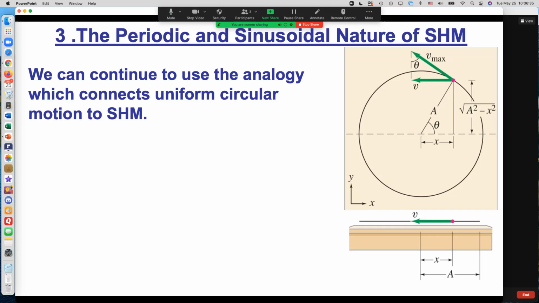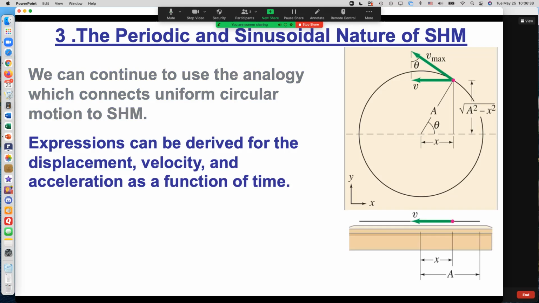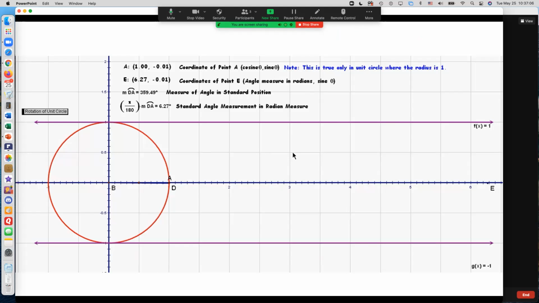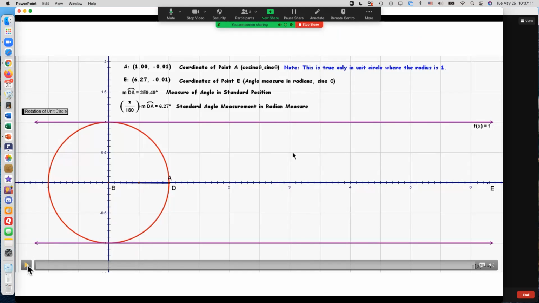So here we go. We've got our thing back here. We can derive expressions for displacement, velocity, and acceleration as a function of time. Now, what I expect you to be able to do is look up Giancoli and find these expressions. I don't expect you to derive them, right? So we're going to watch the following to see what happens to the displacement versus time. Ready? Watch this. It's quick.